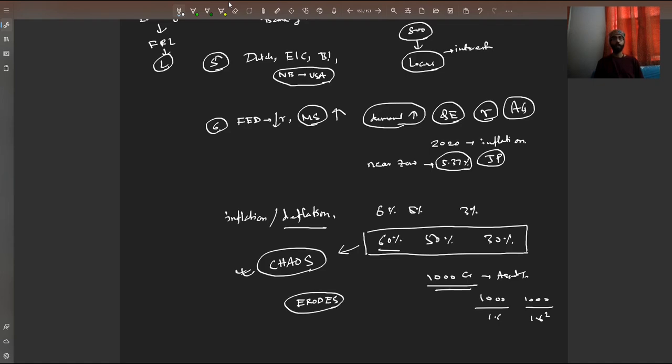And if deflation occurs, let's say instead of plus 6%, plus 5%, plus 3%, the inflation rates are minus 6%, minus 10%. This means demand is slumping. It is falling down at great speeds. And this also generally means depression and chaos.